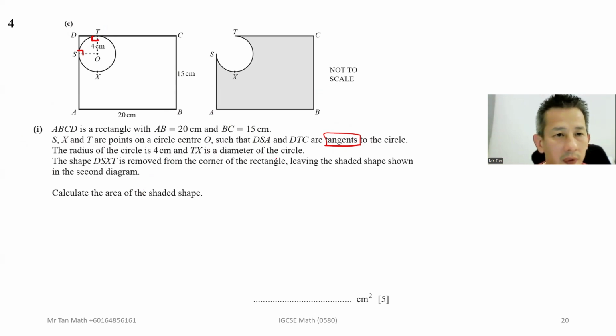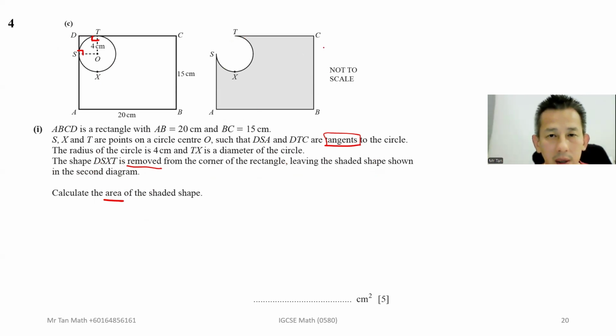DX is the diameter of the circle. The shape TSXT is removed from the corner of the rectangle, leaving the shaded shape shown in the second diagram. Calculate the area of the shaded shape.